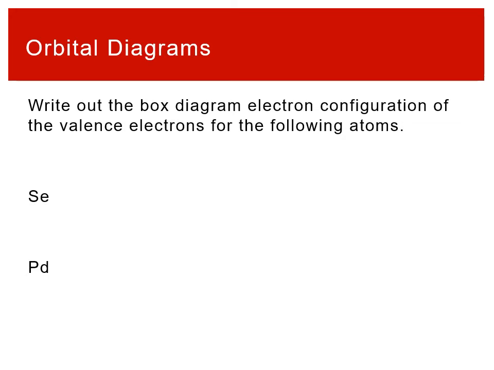Let's look at some more examples of these box diagrams. So write the box diagram, electron configuration of the valence electrons. Note, I'm only asking for the valence electrons here. As you may have noted, or kind of figured out, these get really bulky really fast. So in order to save space, we're only going to look at the valence electrons for these.